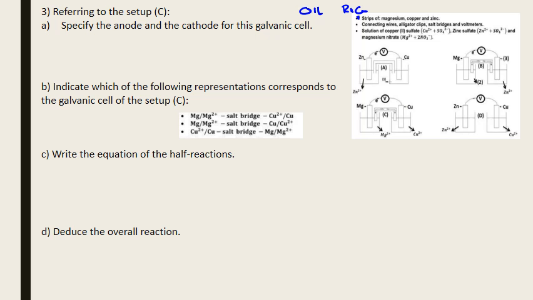Okay, so we'll look at C. Remember, look, the electrons are going this way. So here Mg is losing electrons. So it's the loss of electrons, therefore oxidation, so therefore this is the anode. Cu is gaining the electrons, therefore reduction is taking place, so this definitely is the cathode.